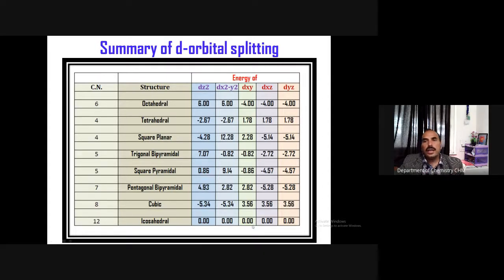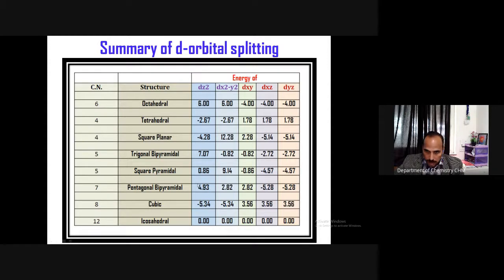So please understand this splitting. Splitting will take place only when the direction of the approach of the ligand is such that they are affecting some of the 5 d orbitals, some ligands more, some ligands less. Then only splitting will take place. Otherwise, splitting will not take place. That is what we learn in case of icosahedral.